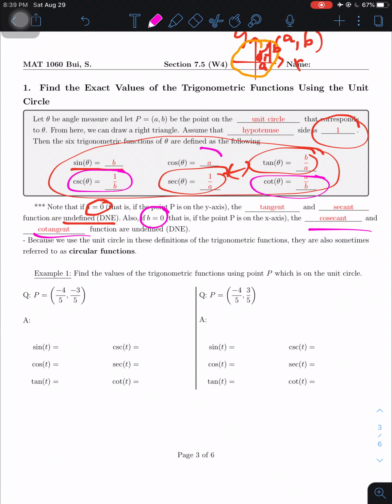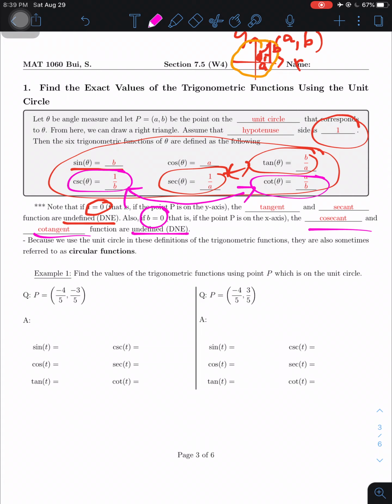Wait, mark the wrong one. Okay, so for cosecant and cotangent, with similar logic, the b's are on the bottom here, and if, say, b equals 0, your denominator will be 0, and that would be the undefined case. Okay, so that's my tip. That's my personal tip to you guys.